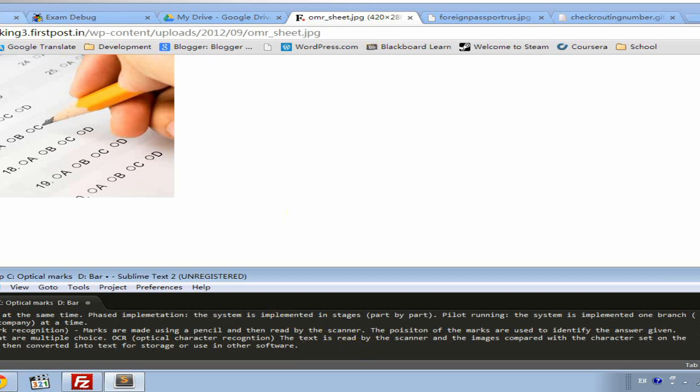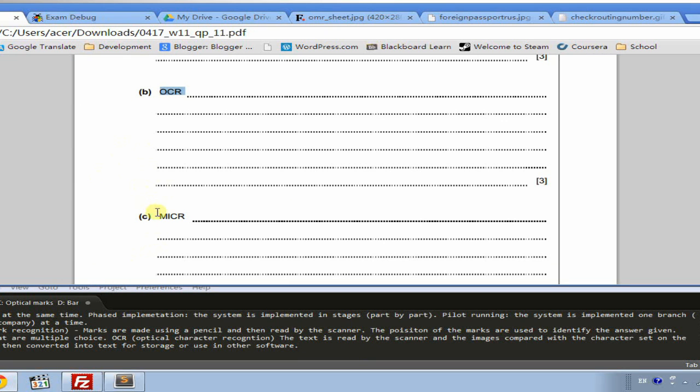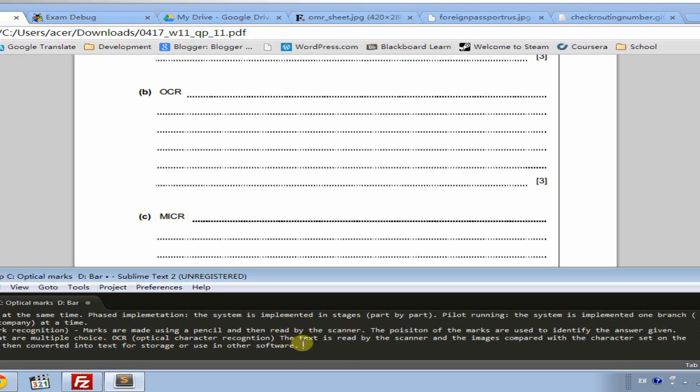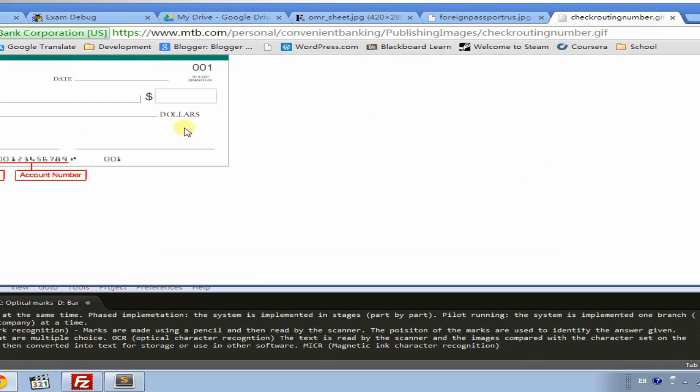Okay, and our last one then is MICR, which stands for Magnetic Ink Character Recognition. So Magnetic Ink Character Recognition, MICR. Most commonly, this is going to be used on checks. Again, I can't really think of many other places that it's been used.